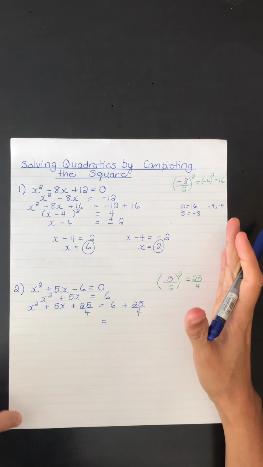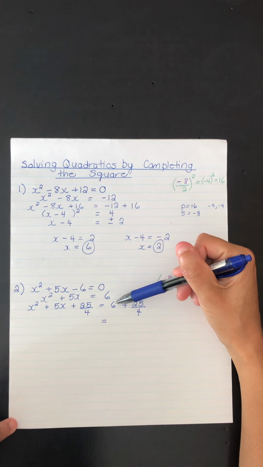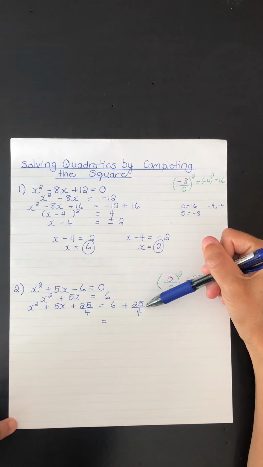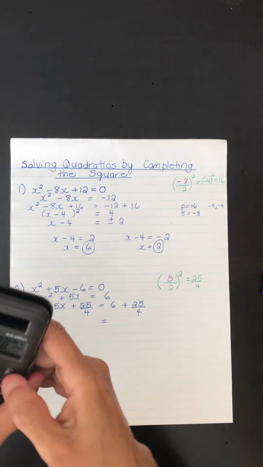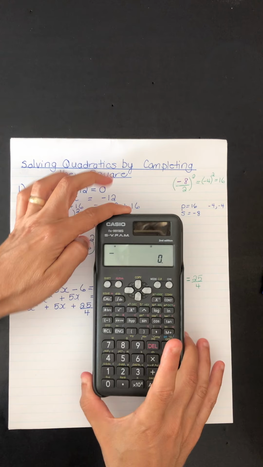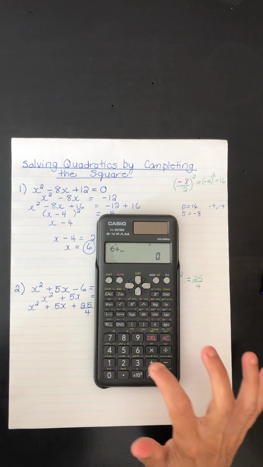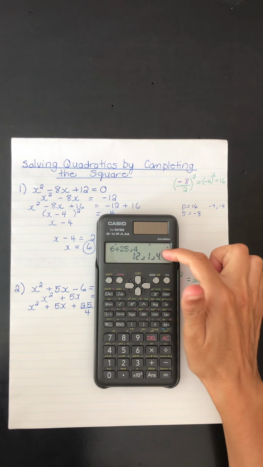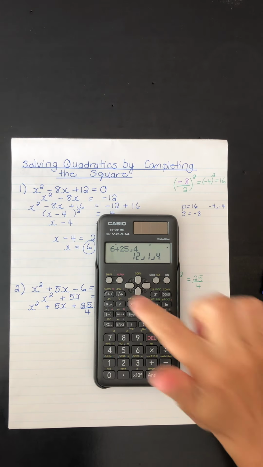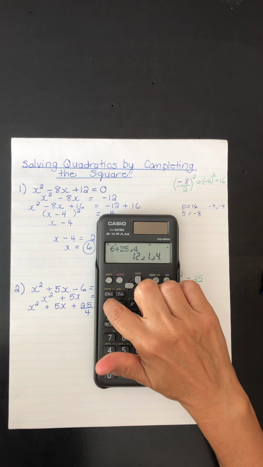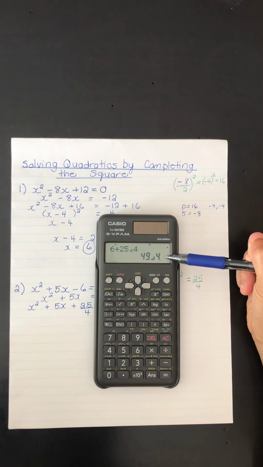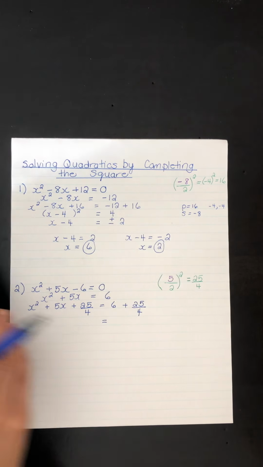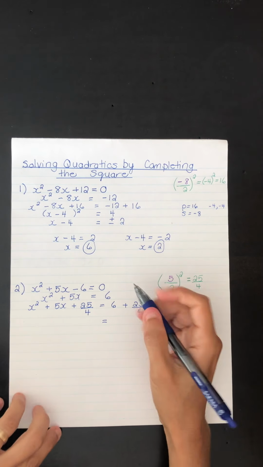But if we want to work with fractions, we can make this 24 over 4 and add 25 over 4 to it. Or if we want to use the fraction button, we do this. 6 plus 25 over 4 equals. That's the answer as a mixed fraction. Push shift, hit the button again. And here is the result as an improper fraction. You can see that that's 49 over 4.